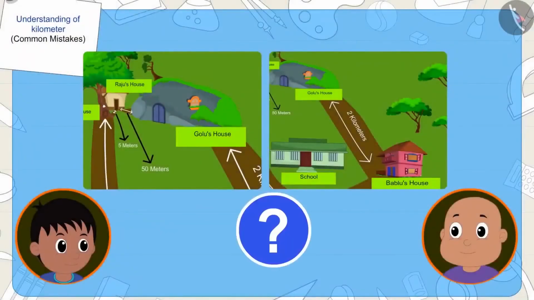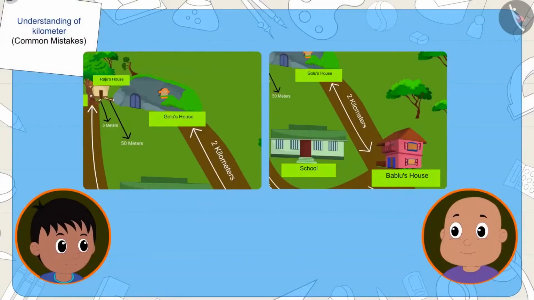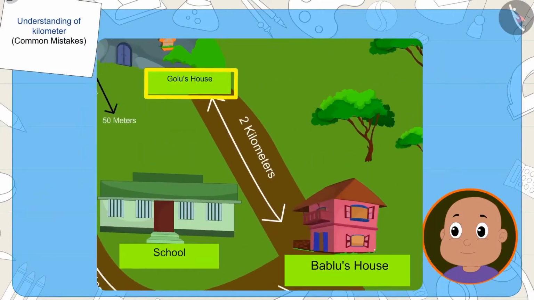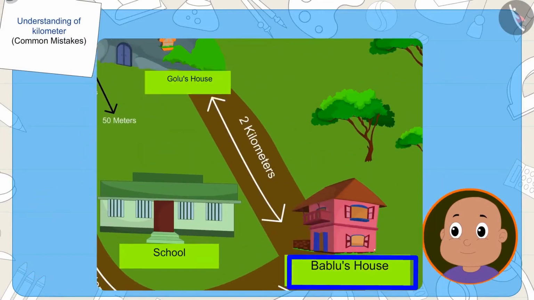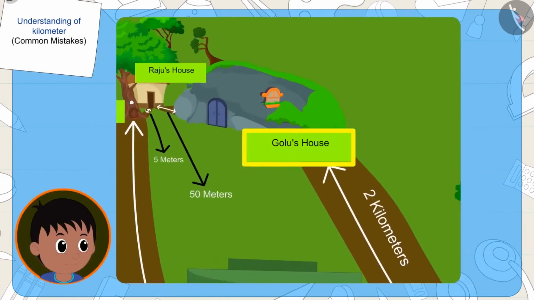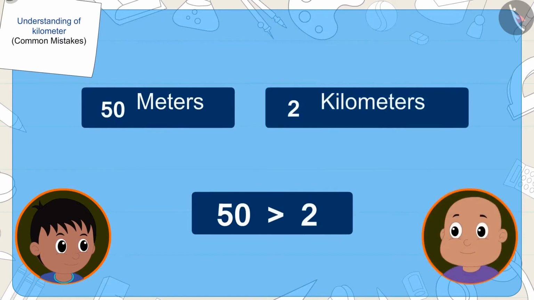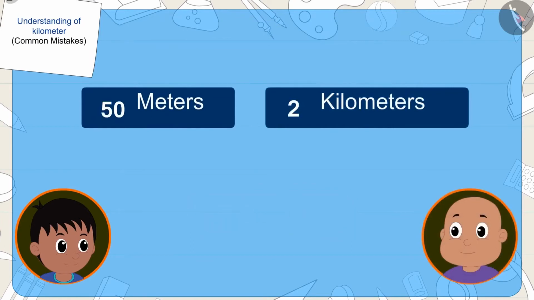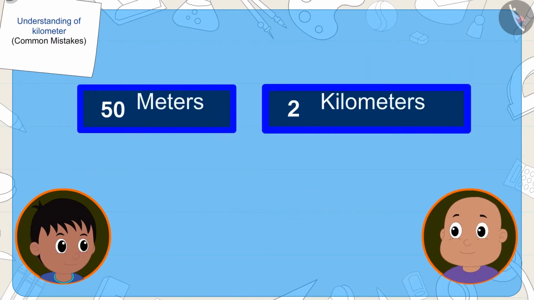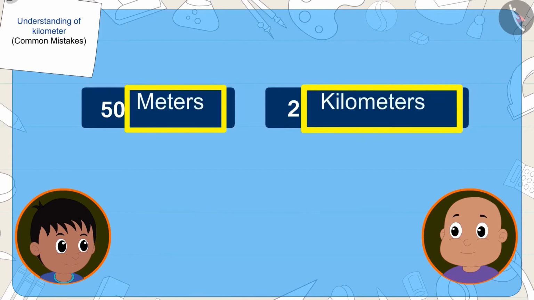Kids, what do you think? Is Bablu's point correct this time? Yes, Bablu is wrong again. This time, the number in the distance from Golu's house to Bablu's house, 2, is lesser than the number in the distance from Golu's house to Raju's house, that is 50. But once again, Bablu did not pay attention to their units when comparing the distances.